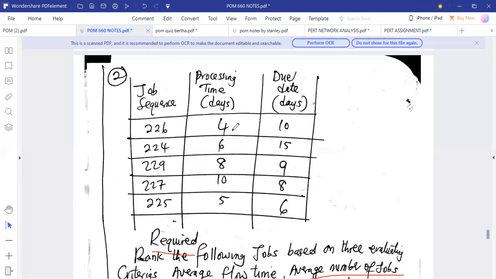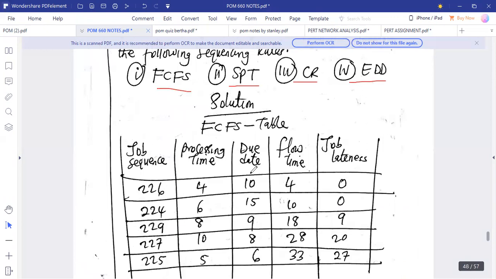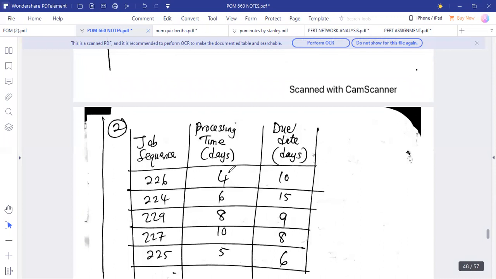All right, then we get down to the solution now. We are evaluating this table, the first table, which is the first come, first served. So we don't tamper with the table. We just put it the way they are.